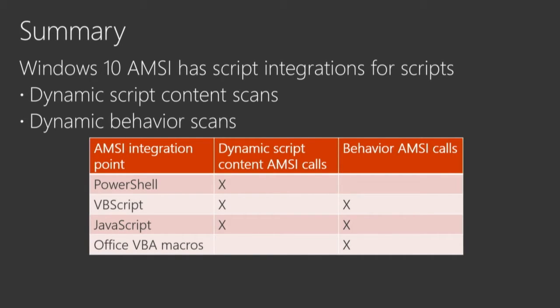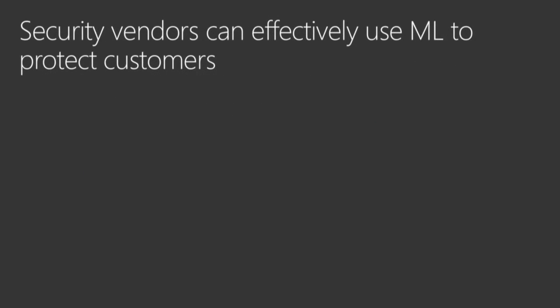For PowerShell, we have the dynamic script content AMSI calls. For VBScript and JavaScript, we have both the dynamic script content calls as well as the behavior AMSI calls. When it comes to Office VBA macros, we've got the behavior AMSI calls, and it doesn't make a lot of sense to have the dynamic script content calls, because these all start from files on disk. When you're scanning the macro-enabled document, you already have access to all the macro content. Unlike VBScript, PowerShell, and JavaScript, which can pass the whole script in on the command line, there doesn't necessarily have to be a file associated with it. So security vendors can effectively use machine learning to protect their customers from it.